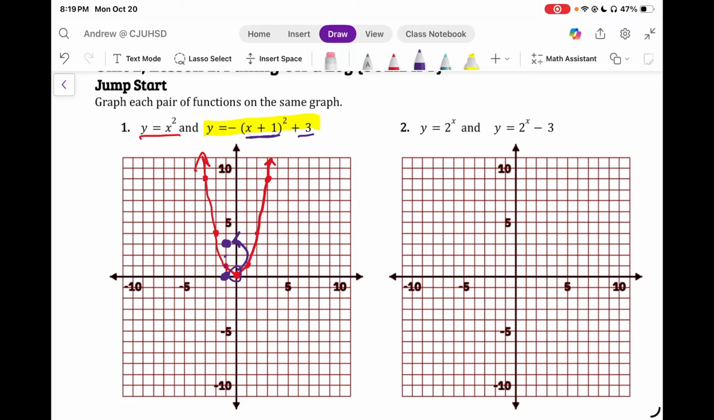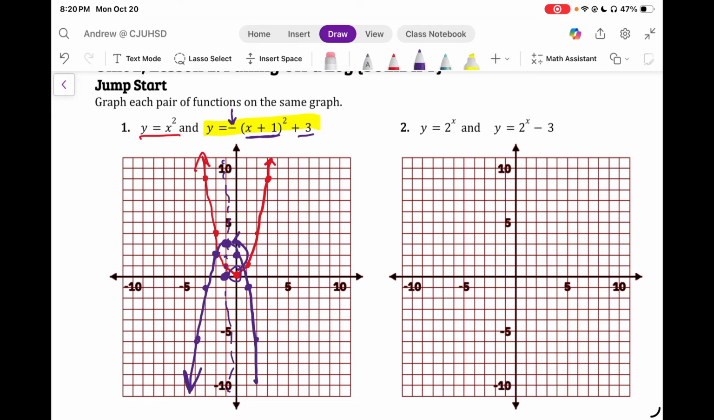And then finally, the negative out in front flips it completely upside down. So now it goes from this new point at negative 1, 3. It goes down 1 and over 1, down 3 and over 1, down 5 and over 1. And we have a new line of symmetry across this line here. And so if we reflect those points, we get our new parabola.